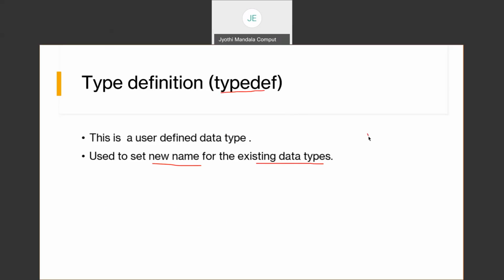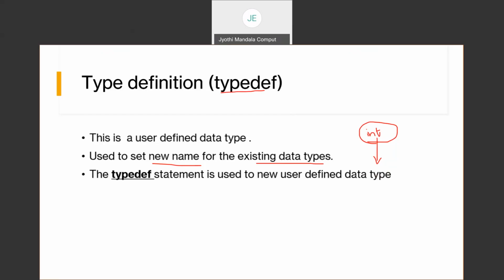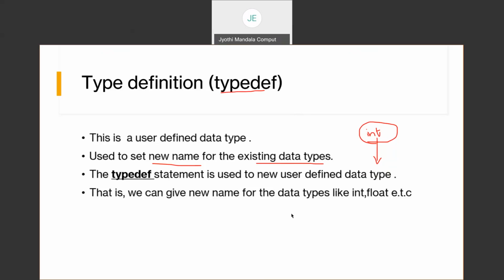Let us consider you got bored of using this int always. So for this int, you want to rename it to your own name. Then that can be done by using typedef. So typedef is nothing but just giving a new name to the already existing data type. Okay, so to do that task, we need to use a statement called typedef. All are small letters only.